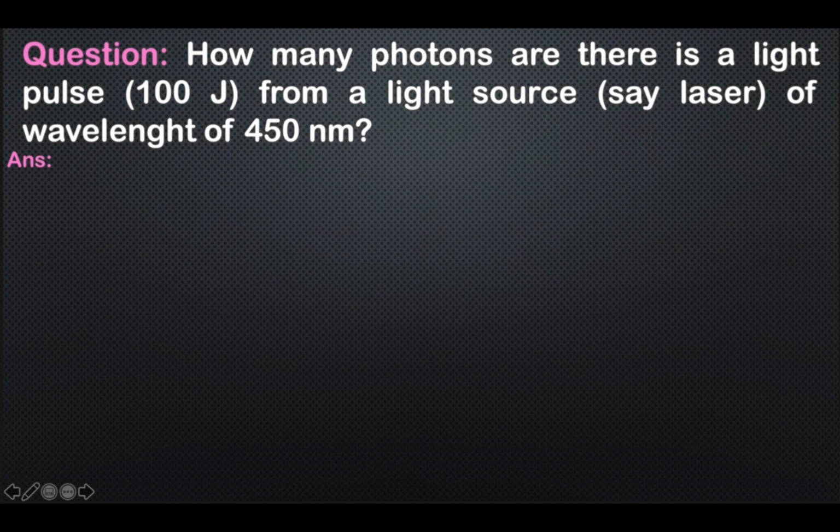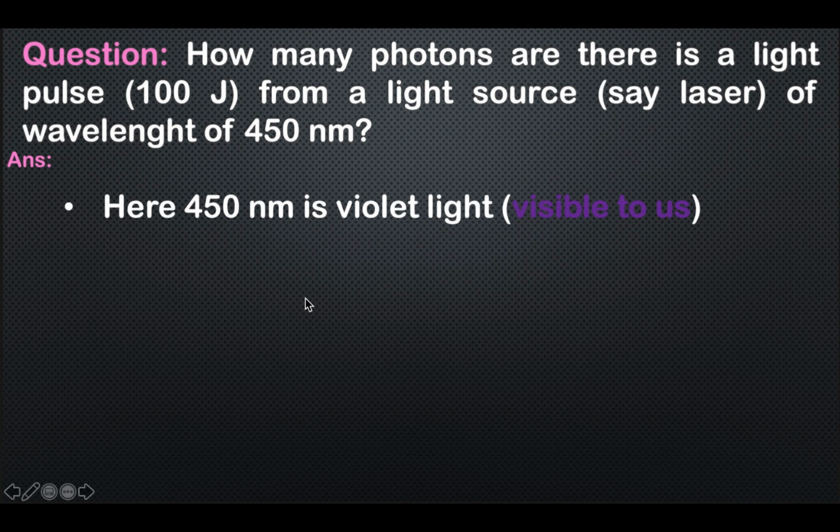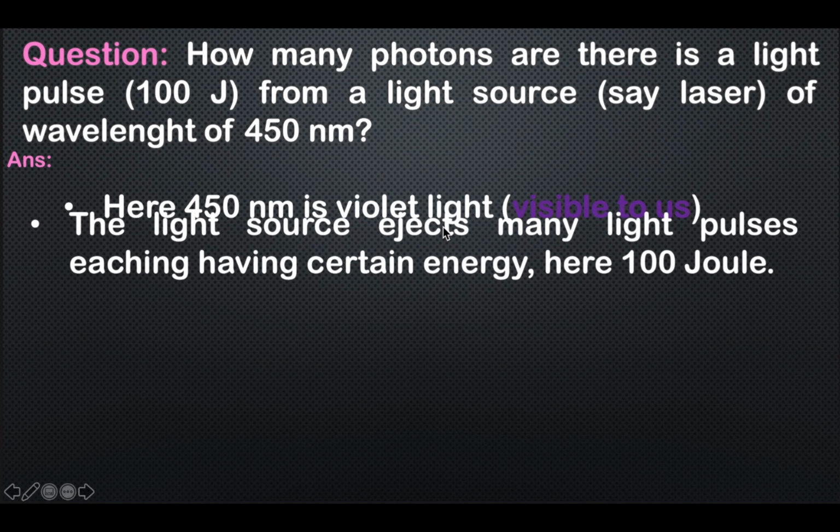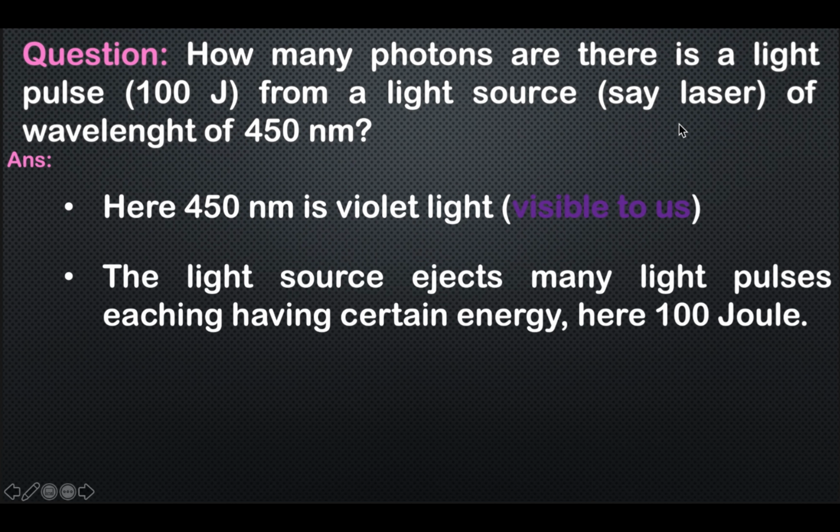Given the question, we are given a light of wavelength 450 nanometer, and 450 nanometer corresponds to violet light, which is visible to us. So we are basically talking about a violet light photon. Secondly, the light source, which is a laser, ejects light pulses, each having a certain energy, and here the energy of a single pulse is given to be 100 joule.